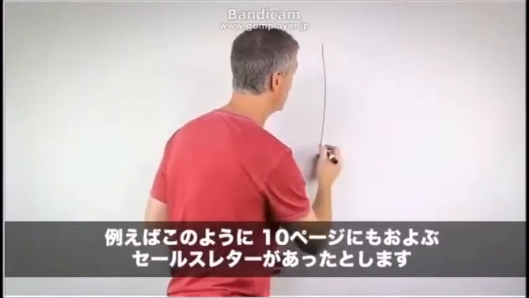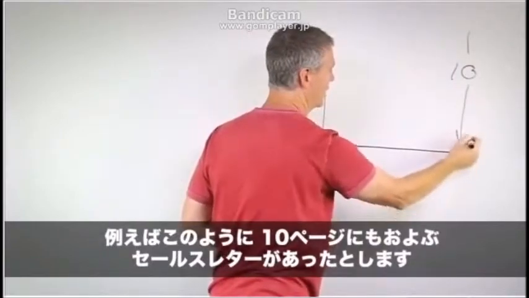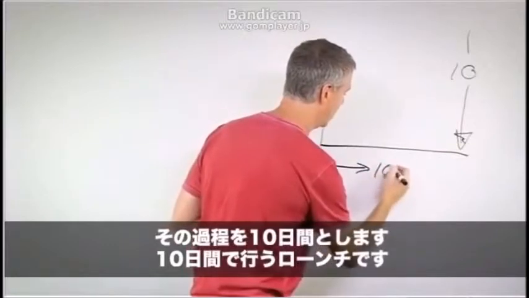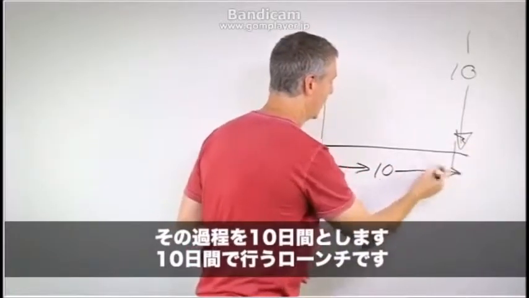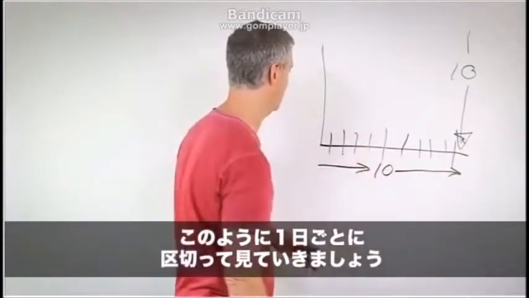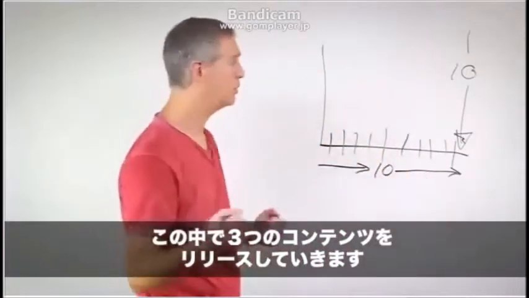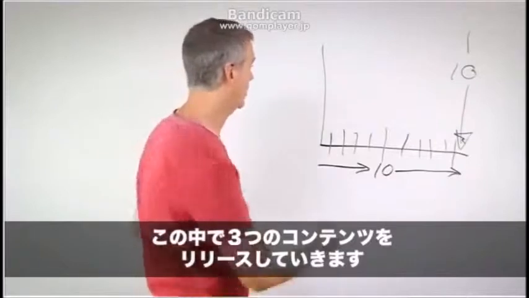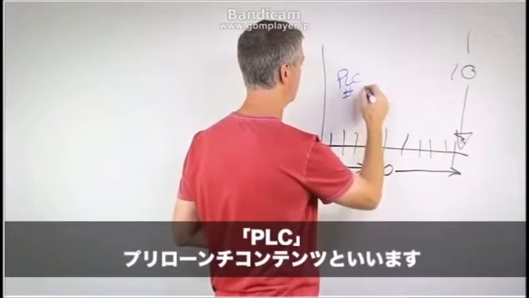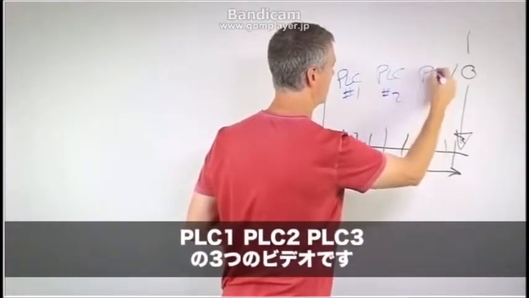And so instead of thinking about a 10-page sales letter that's 10 pages long, think about it as a 10-day process, a 10-day launch. And so here we go. Let's just pretend I drew that right. There's actually 10 lines down there. And what we would do is we would release 3 pieces of content. They're what we call PLC, that's pre-launch content, PLC 1, 2, and 3.